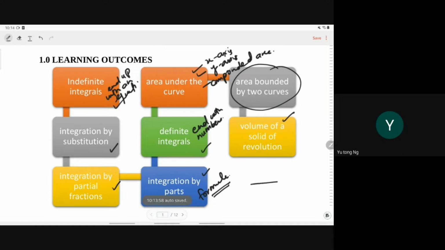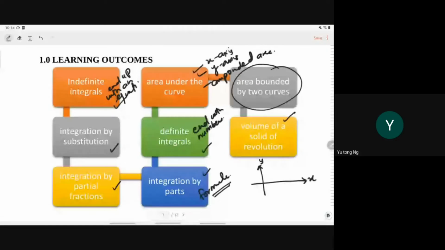For example, let's say this is your x-axis, and this is your y. Maybe your curve looks like this. This one we call compounded area because there are areas below the x-axis, above the x-axis and below. So there are 3 different areas, 3 different regions. When we combine them all to find the total area, we call that compounded area.